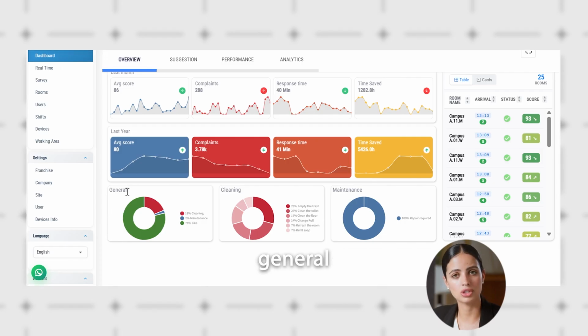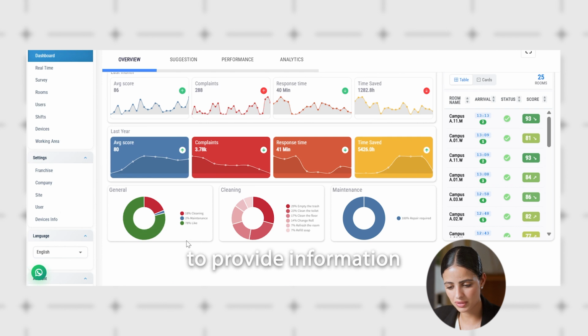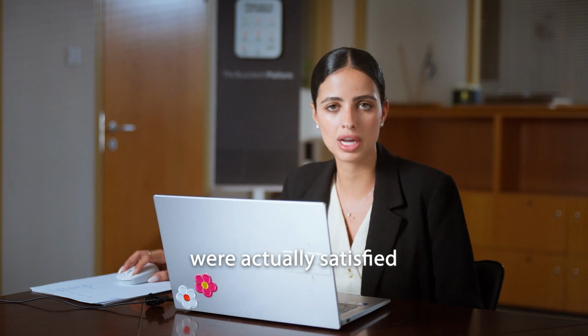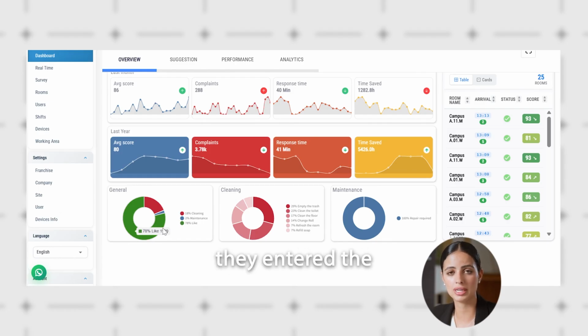The general chart is basically meant to provide information about the number of button presses in the areas of cleaning, maintenance, and the number of likes. How many people were actually satisfied and pressed like when they entered the restrooms.